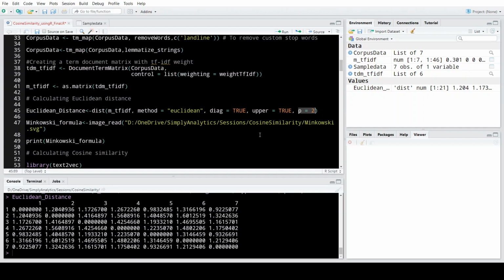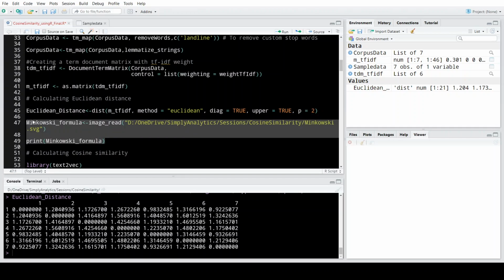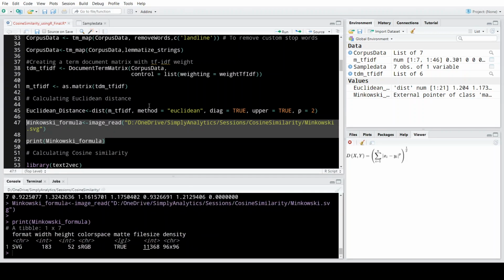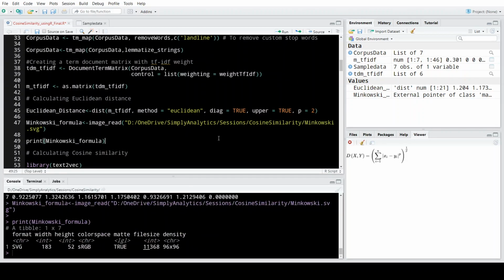So what does p denote here? P denotes the Minkowski distance, which is a metric in a normed vector space. Don't get overboard with it. It is just how distance gets calculated. You can calculate the distance between 2 points using the straight line method or any other method. If you substitute 2 in this formula, you will get the Euclidean distance formula.